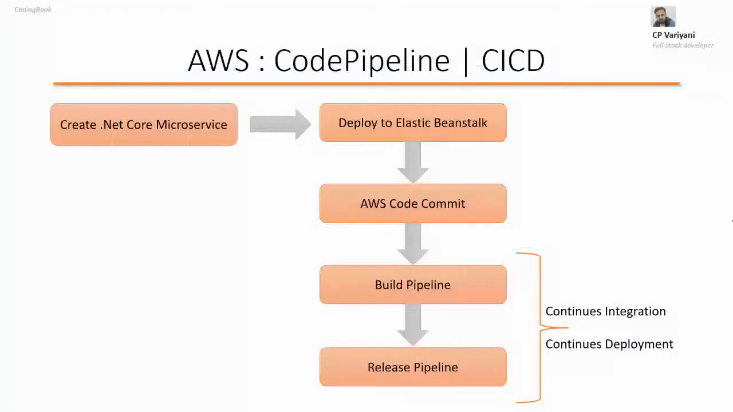So, in part one, we saw what exactly our requirement is, and in part two we will cover this part. We will create our .NET Core microservice, and then we will deploy this to Elastic Beanstalk.